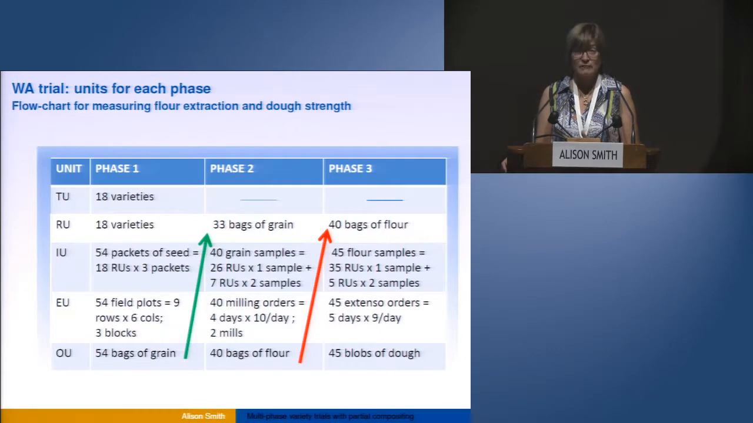The reason I've put a red arrow in is because whereas from phase 1 to phase 2 we've done some compositing of the grain, in phase 2 to phase 3 we haven't done any compositing of the flour from one phase to the next. We could do that, but life was complicated enough for these people.